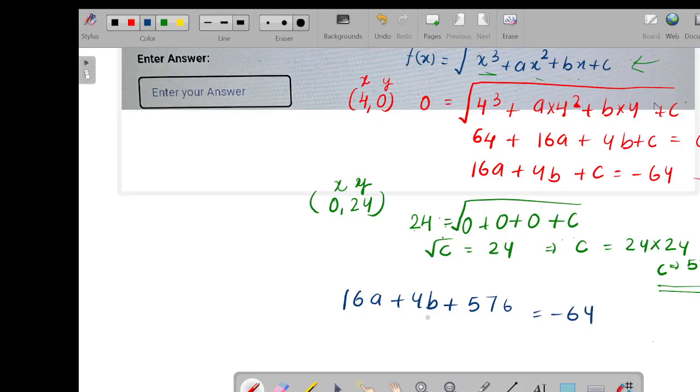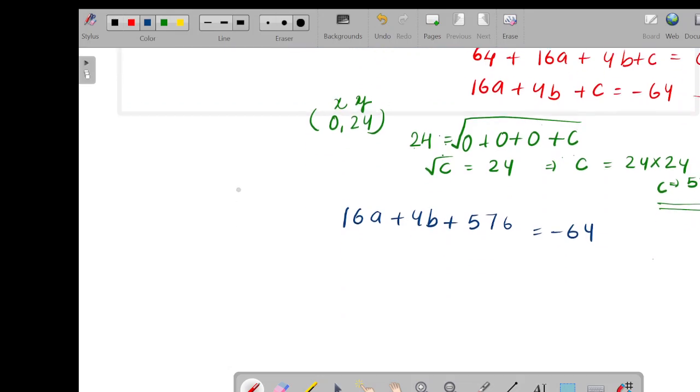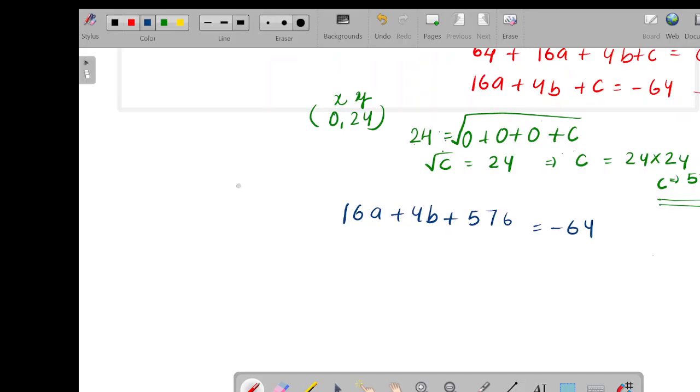Now you don't need to solve it manually. It's a linear equation in two variables, and you can easily use Desmos to solve these kinds of questions. I hope you know how to use Desmos. You will simply open Desmos and plug in the equation, but instead of a and b, write x and y. So your equation for Desmos would be 16x plus 4y plus 576 equals negative 64.